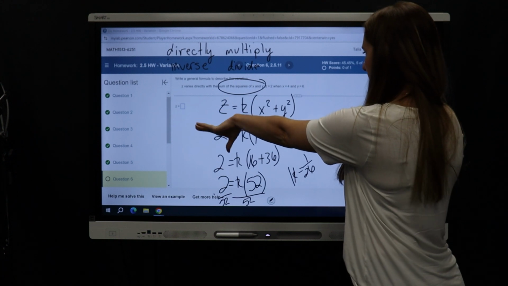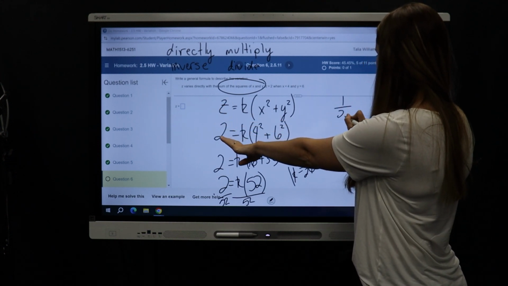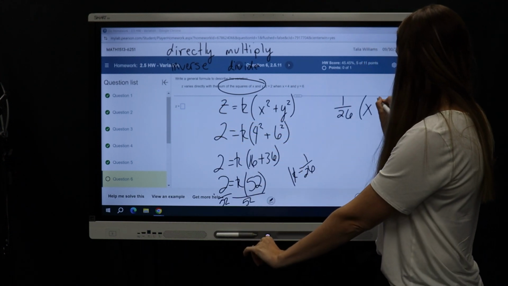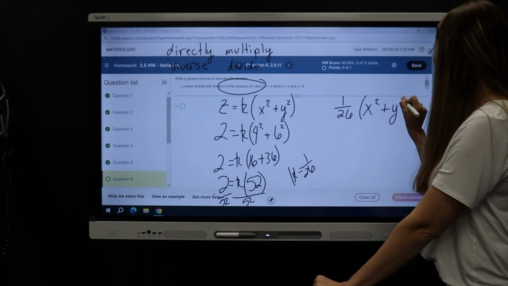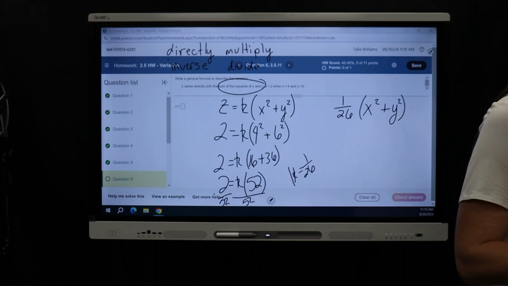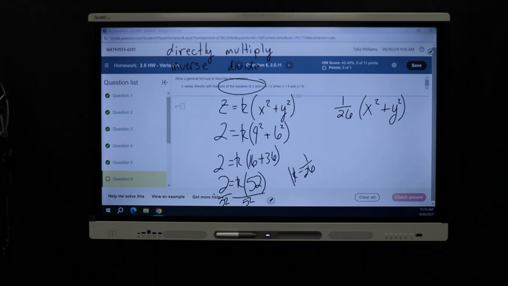So I'm going to have z equals 1 over 26 times x squared plus y squared. 1 over 26, click over, parentheses x squared plus y squared, click out of that so I can put another parenthesis. There it is.